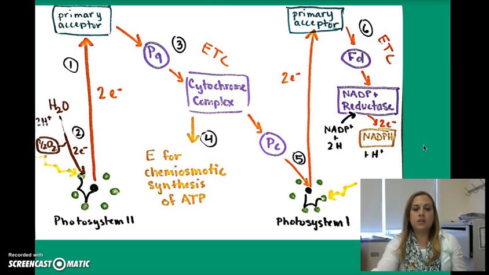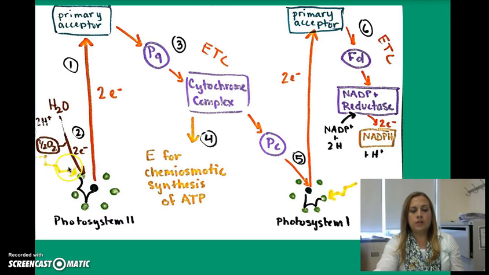All right, so this is non-cyclic photophosphorylation or linear photophosphorylation. A couple of things I want you to pay attention to. You are making ATP. You are also making NADPH. The lines here are corresponding to the energy.